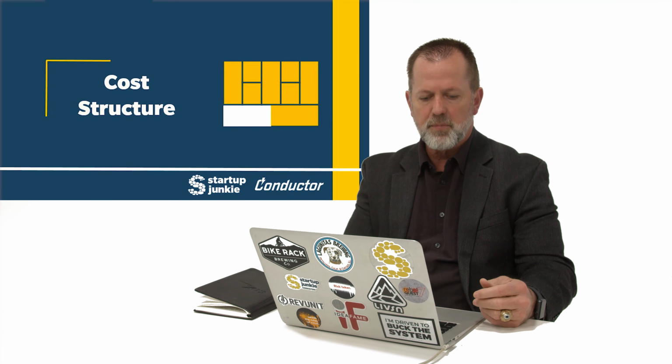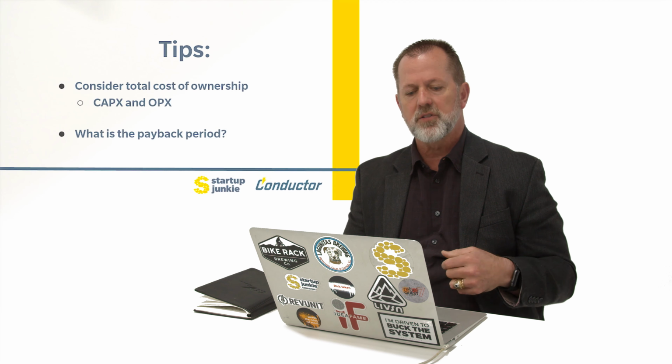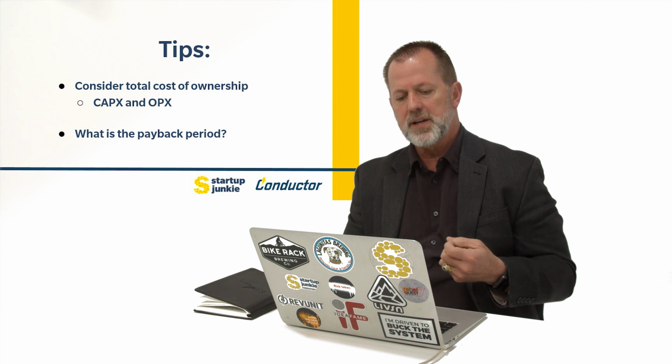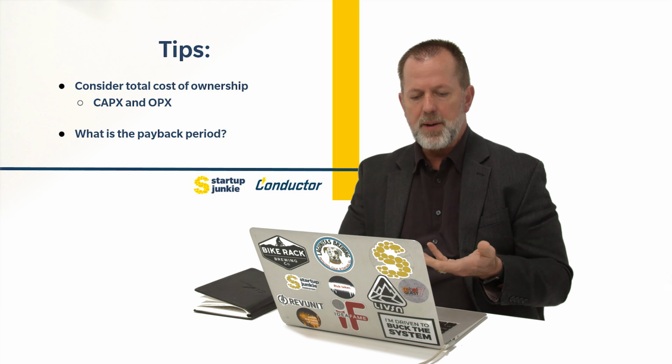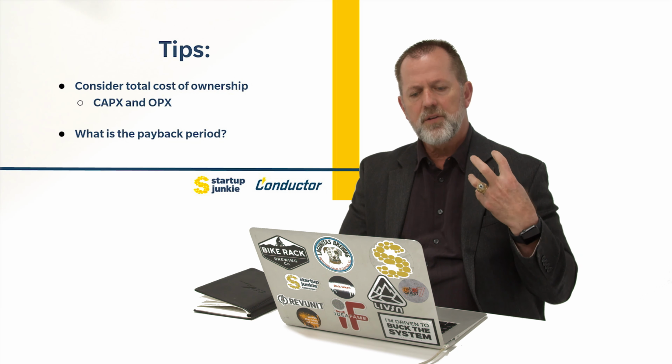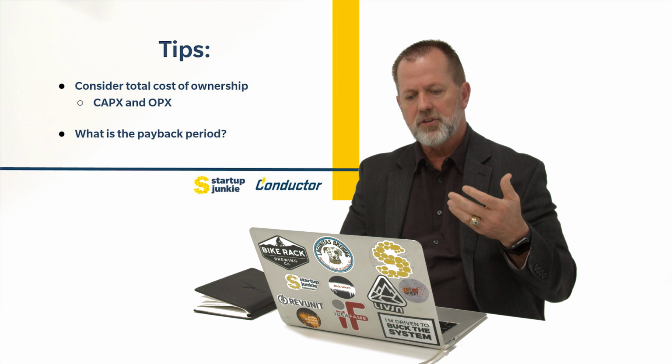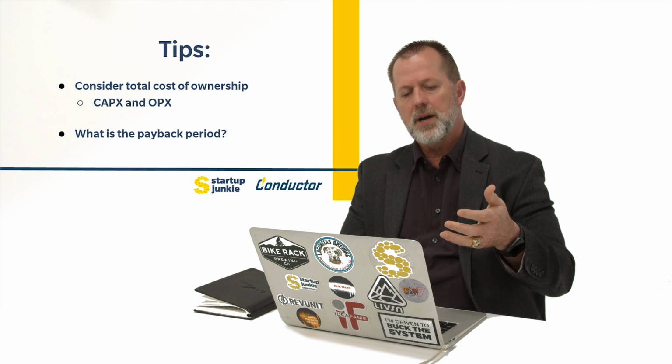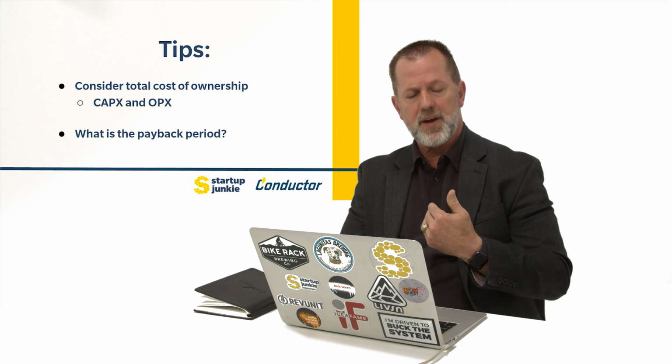Cost structure is super important to understand. This is where you've got to understand the capital expenditures required, the operating expenditures required, and what the payback period will be. This is where you've got to get creative in really understanding what's going to allow you to be cost effective so you can make money on it, and also so that you're at a point that you can actually get something sold to large enterprise.